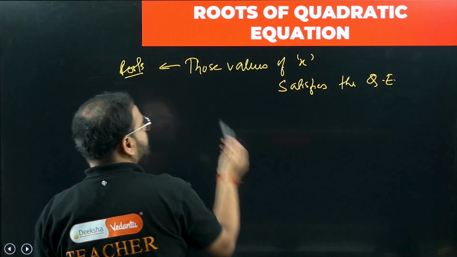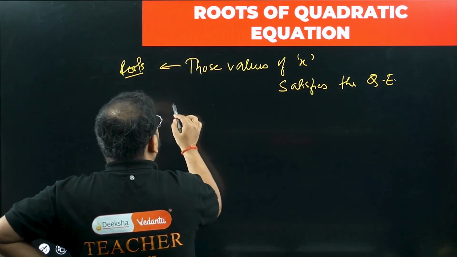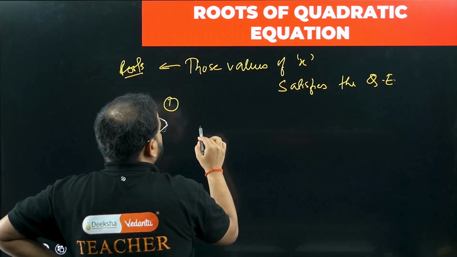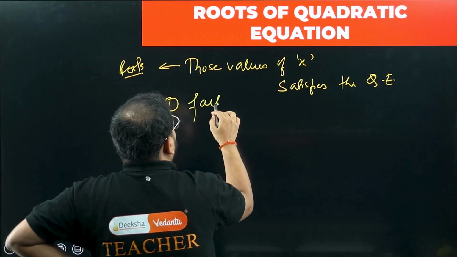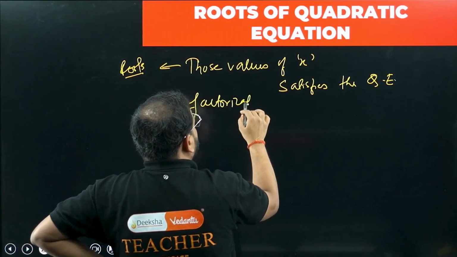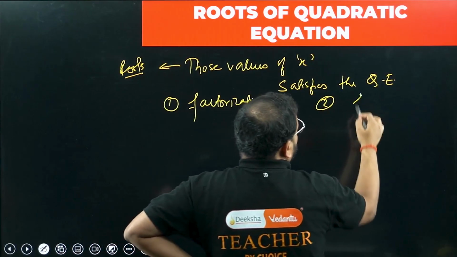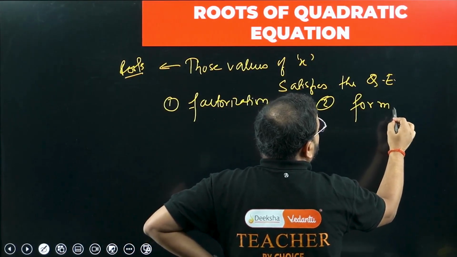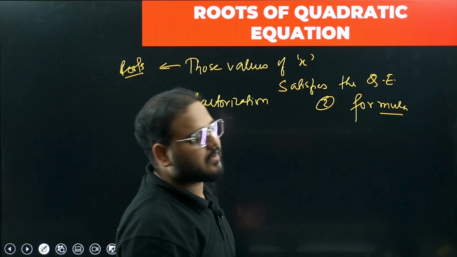How can you find these roots? You have 2 methods to find them. Method number 1 is the factorization method, and the second one is where we use the formula, the quadratic formula. We use both of these to find the values of x which will satisfy the equation.